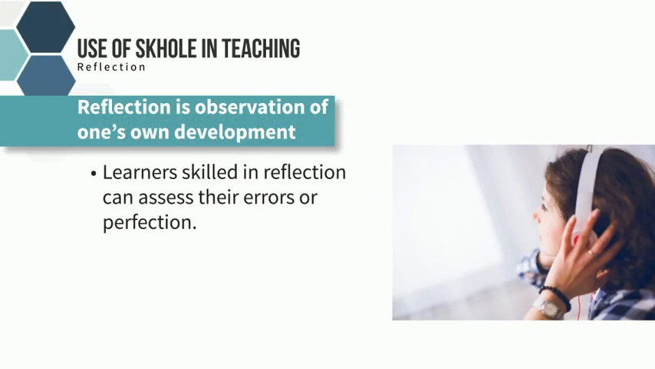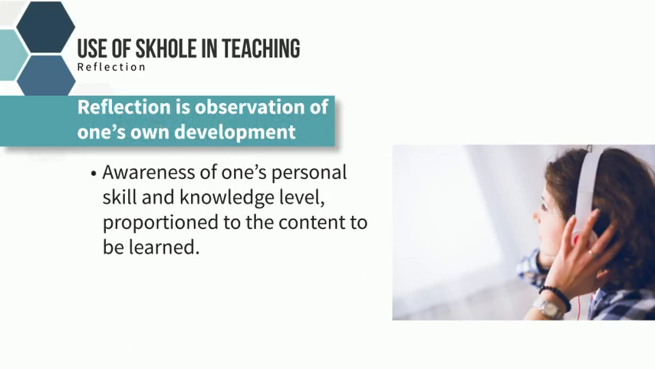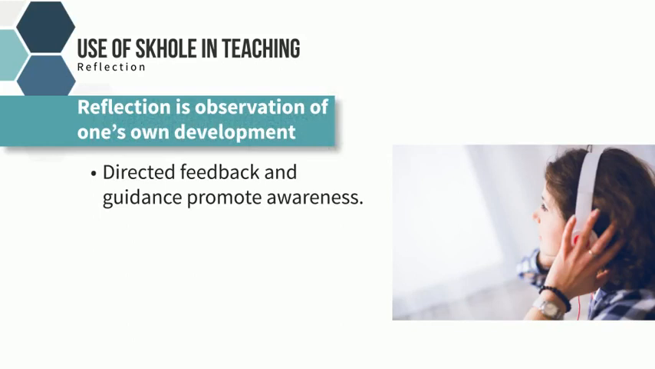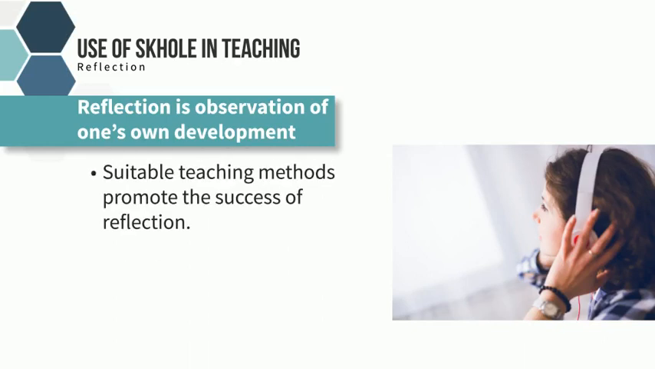A good example of reflection is a learner who, after learning a skill, is capable of assessing the level of his or her performance with the help of the model. Reflection promotes awareness of one's level of skills and knowledge and helps to proportion it to the subject matter being learned. Directed feedback and guidance promote students' awareness of their learning, but they must independently and actively understand their own development. The teacher can enhance reflection by choosing suitable teaching methods.